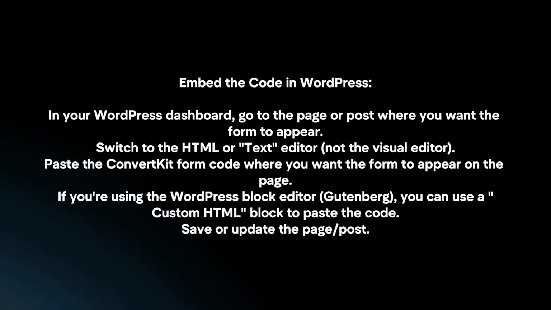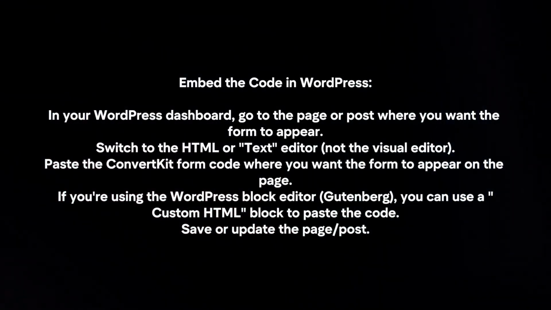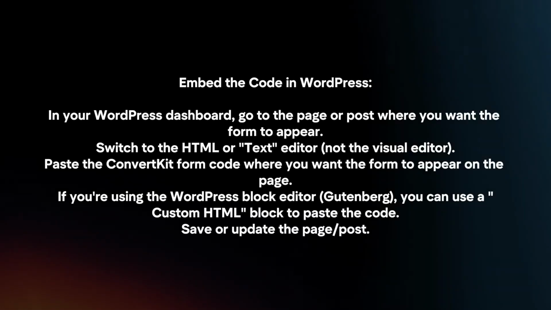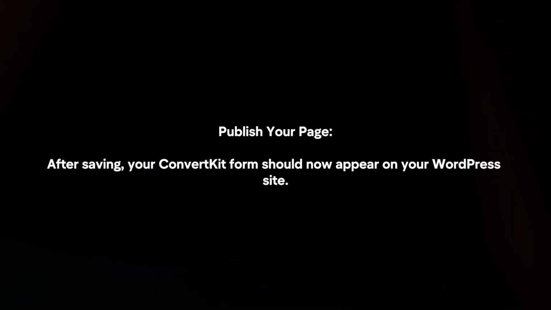If you're using the WordPress block editor, you can use a custom HTML block to paste the code. Save or update the page or post. Publish your page. After saving, your ConvertKit form should now appear on your WordPress site.